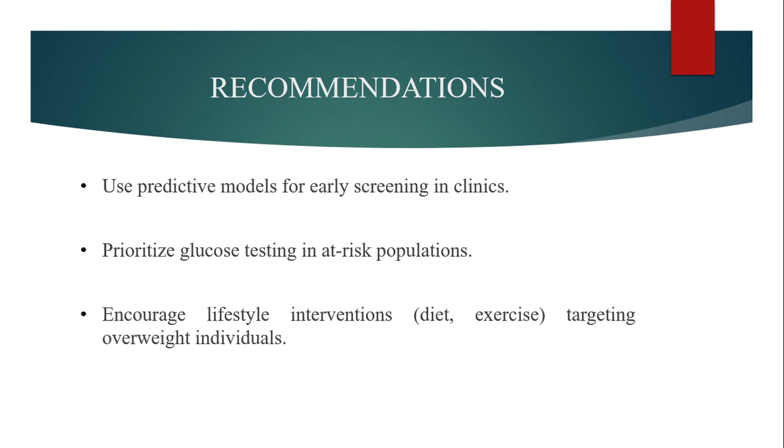Based on these findings, I recommend that predictive models like random forest should be integrated into early screening efforts within clinics. Special attention should be given to glucose testing, particularly for populations at high risk. Lifestyle interventions such as healthier diets and increased physical activity should be strongly encouraged, especially for overweight individuals, since BMI was identified as a major risk factor.